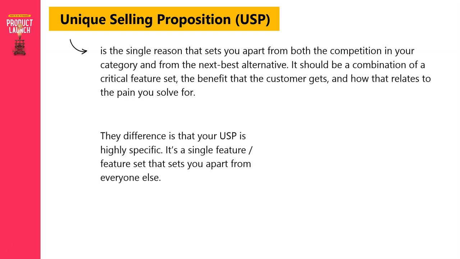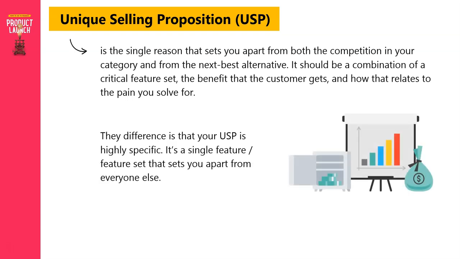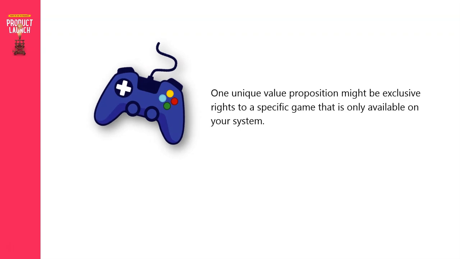The difference is that your USP is highly specific. It's a single feature or feature set that sets you apart from everyone else. For example, if you were selling a gaming system, one unique value proposition might be exclusive rights to a specific game that is only available on your system.